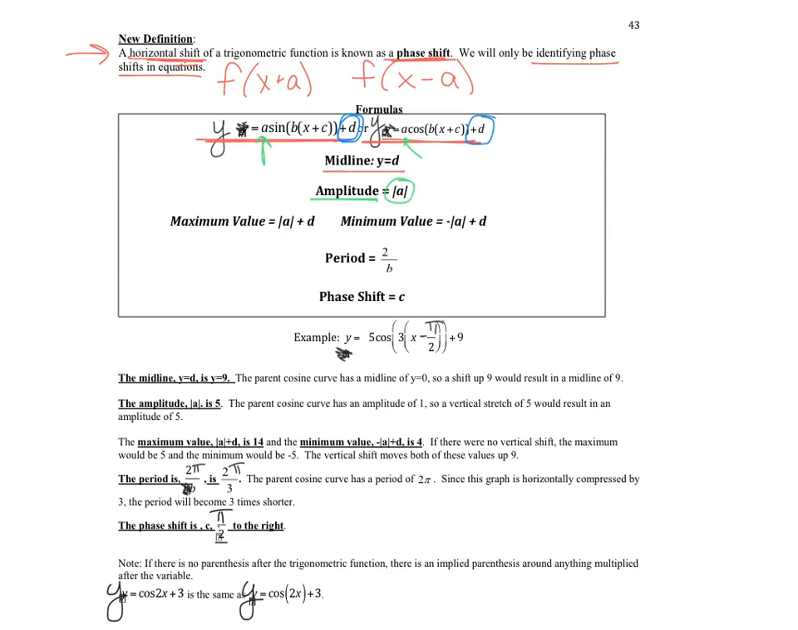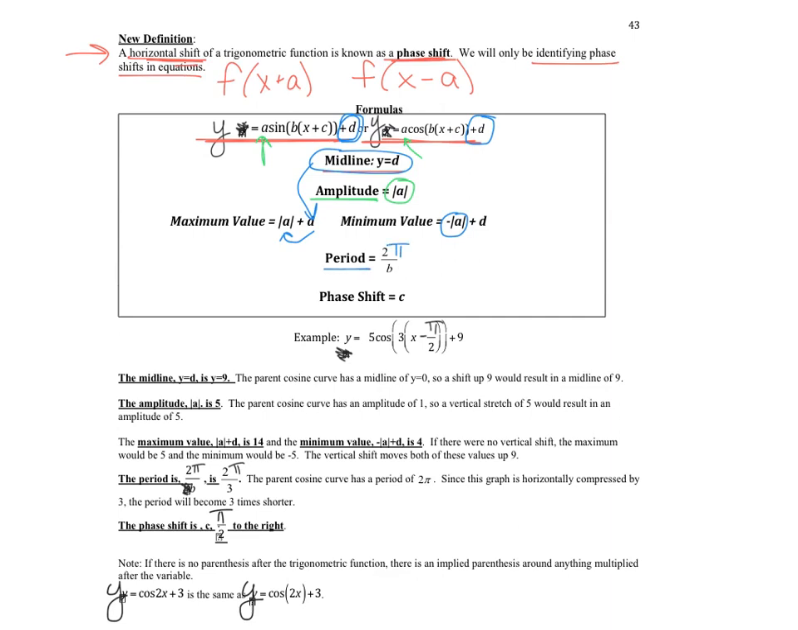The maximum and minimum values, usually we just find from the graph, but basically once we identify the midline, that's what's in the middle, we would add the amplitude, go up the amplitude to the maximum value, and subtract the amplitude to go down to the minimum value.